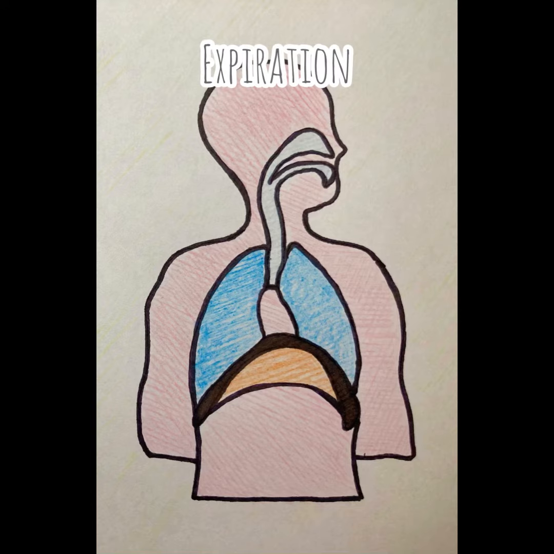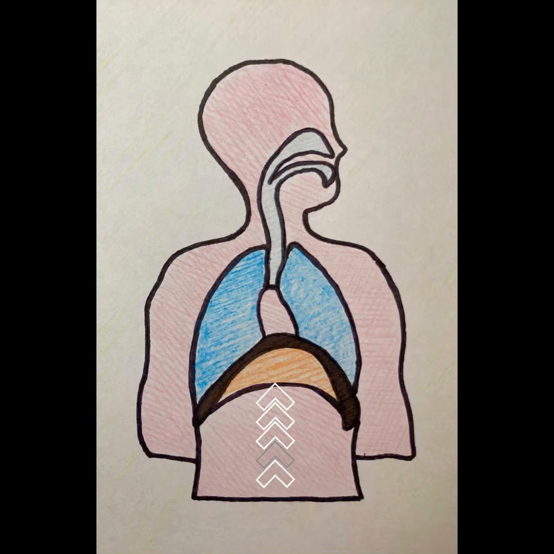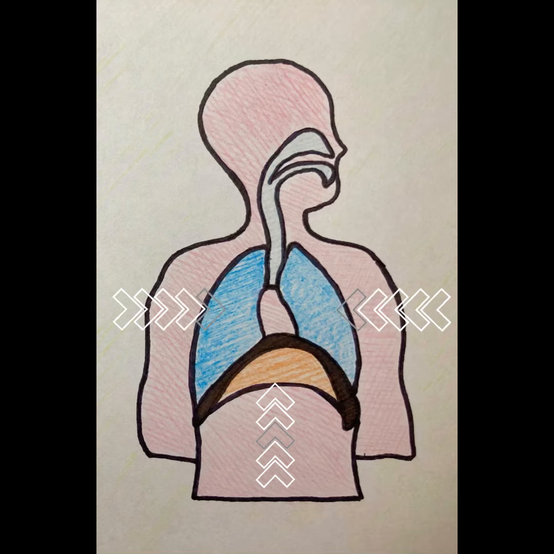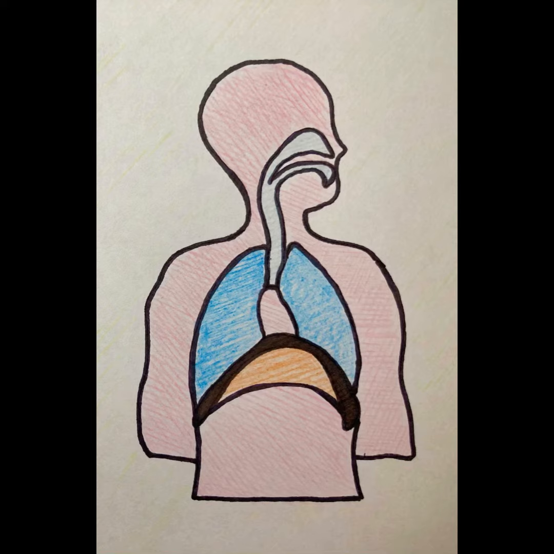Expiration is essentially the opposite. The diaphragm relaxes, pushing the thoracic cavity inwards, causing the lungs to decrease in volume, causing the pressure in the lungs to increase. The atmospheric pressure outside of the body is now lower than the lungs, and therefore, air is forced out of the lungs.